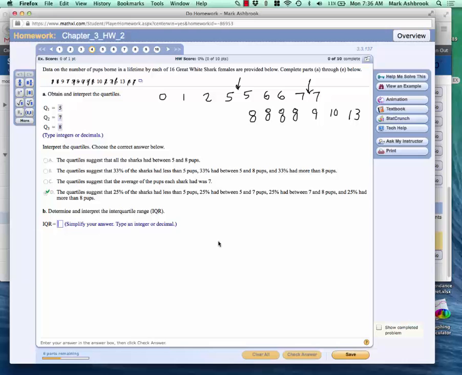Okay, determine the interquartile range. You know, the interquartile range is that range from quartile 1 to quartile 3, the middle 50%. So it's going to be 8 minus 5. It's going to be 3. Right? So it's going to be the quartile 3 minus quartile 1.